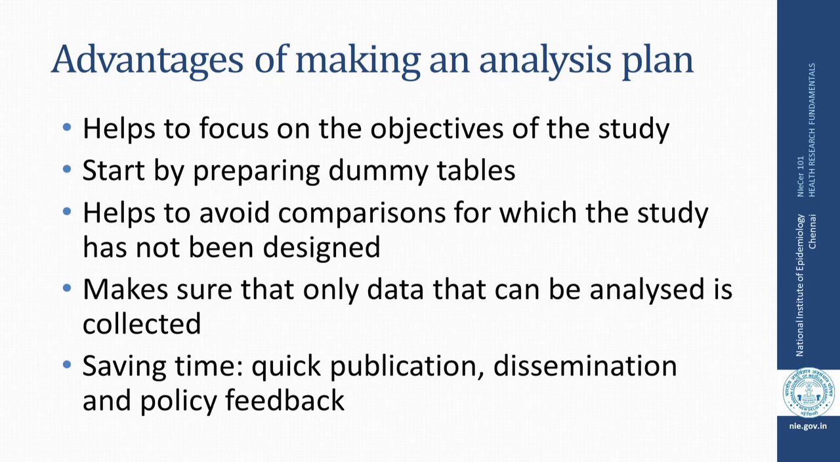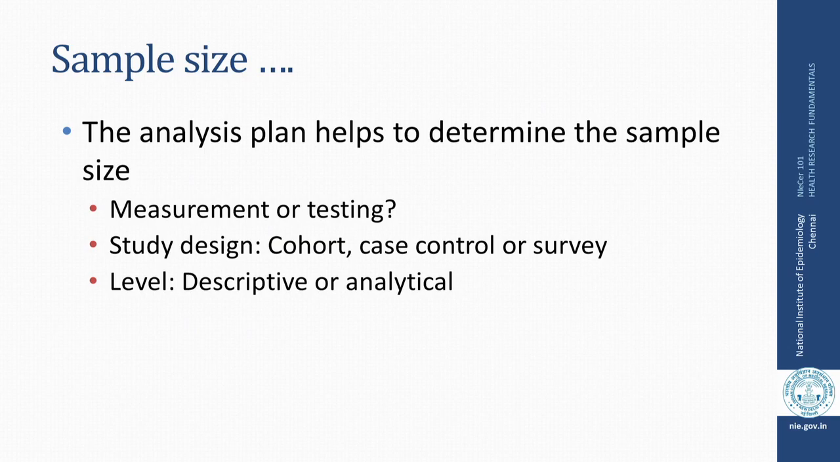It can result in quick publication, quick dissemination of findings and early policy feedback. So, it is important to make a good analytical plan. Sample size is really critical because it is decided by the type of outcome assessment that we are doing, whether it is by measurement or by testing, what kind of study design we are doing, whether it is a cohort study, case control study or a survey, and whether it is a descriptive study or an analytical study. This in itself is a big lecture point.